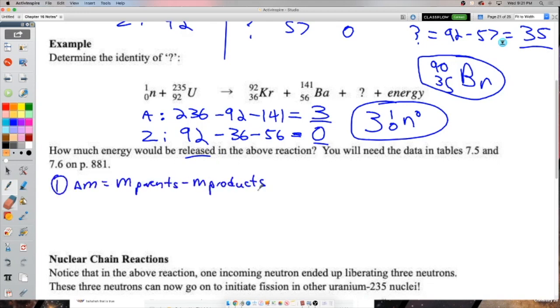We will always find that the products will have slightly smaller mass than the parents because that will allow them to expel some energy. Remember, things in nature, things in the universe, kind of always like to be in their lowest energy state. So if the products had more mass, that would be more energy, and they wouldn't want to go to that state. They want to go to a lower energy state.